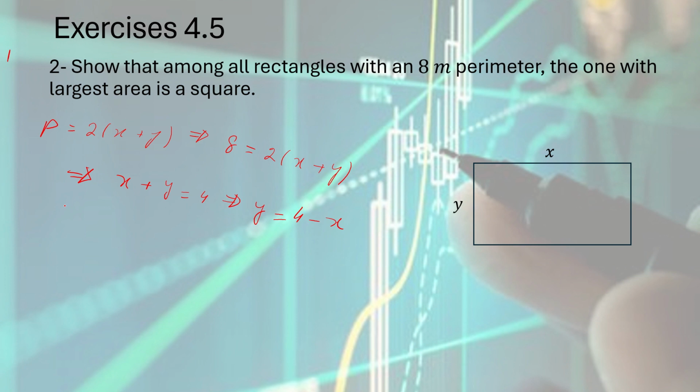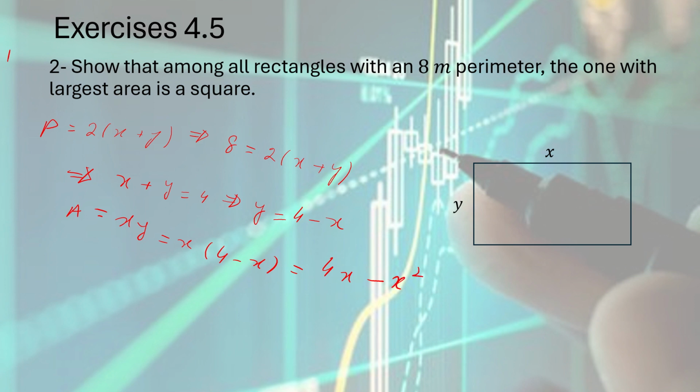Now area of a rectangle is what? If you call that A, it is simply the product of length and width. It's length multiplied by width. Now x and what is y? That is 4 minus x, which could be simplified as 4x minus x square.